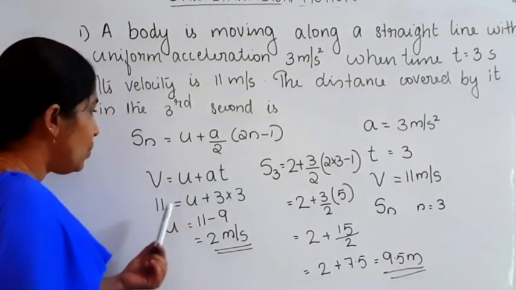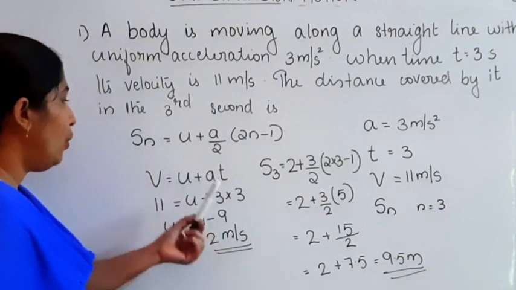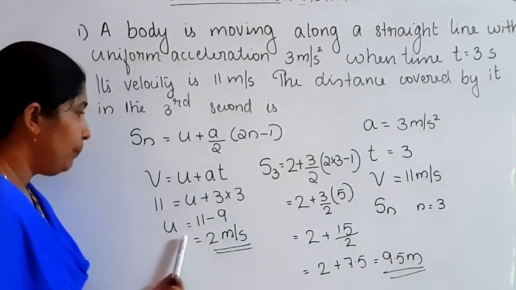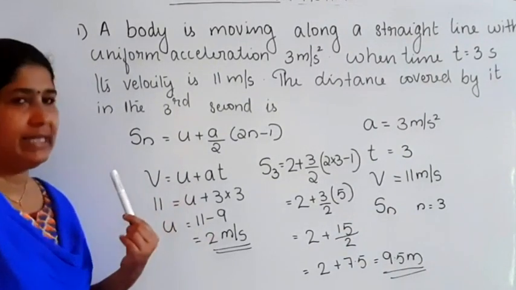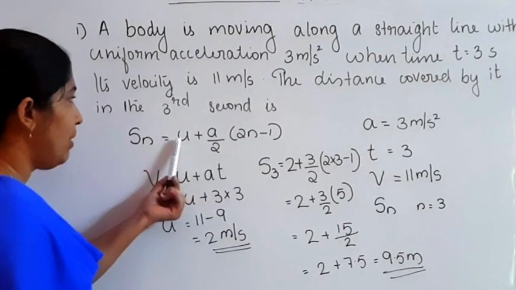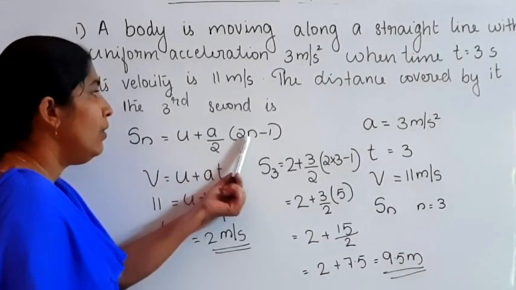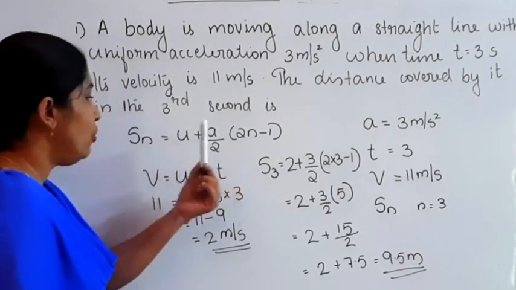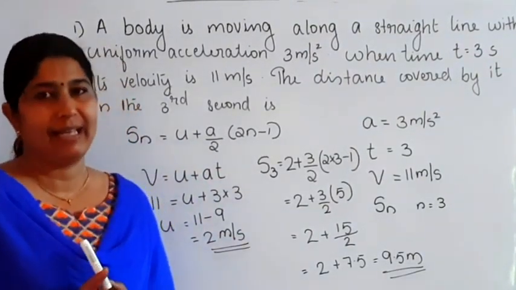Okay. In this question, u is not given. First of all, we want to find out the value of u by using the equation v is equal to u plus at. Then we can substitute the value of u in this equation. a is given, n is given. On substituting those values, we can find out the displacement in the third second.